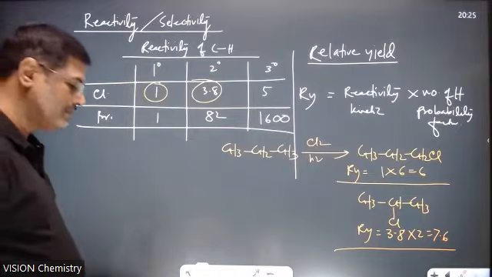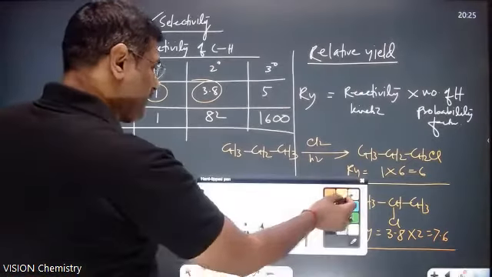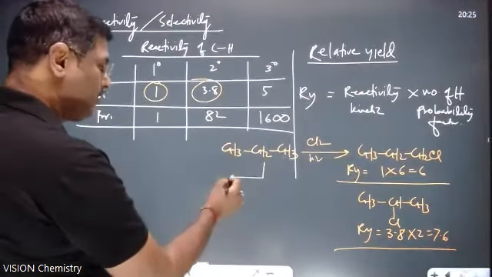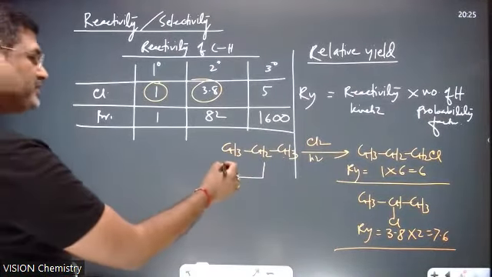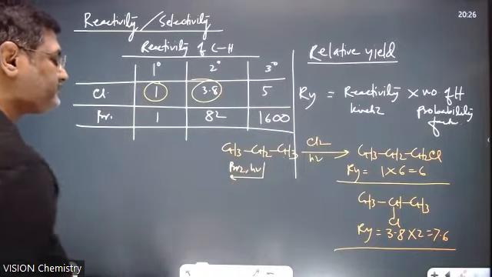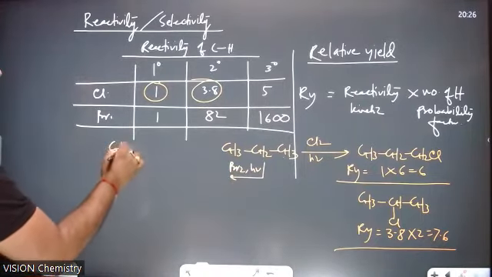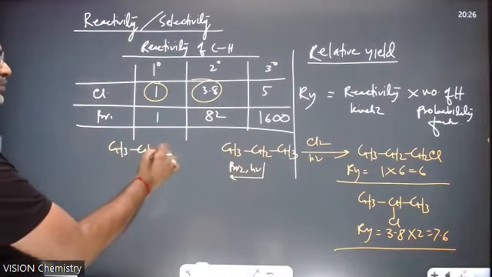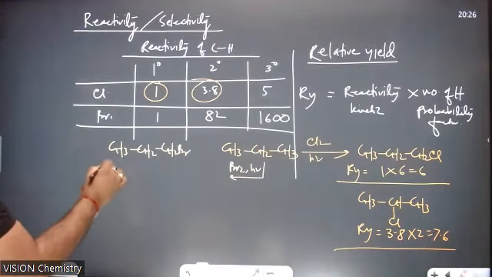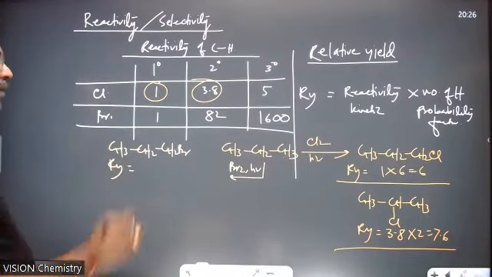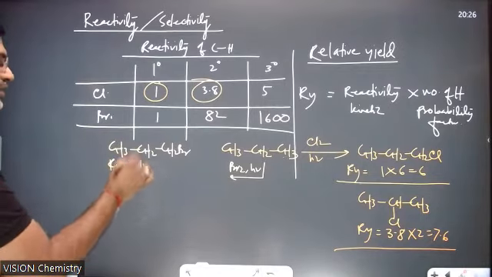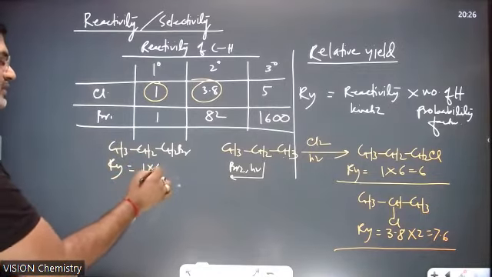At the same time, if you take bromination, it is Br2 and h nu. Two products form: CH3CH2CH2Br. What is the relative yield of this? 6 hydrogens are responsible. Reactivity is 1 into 6, which is equal to 6.